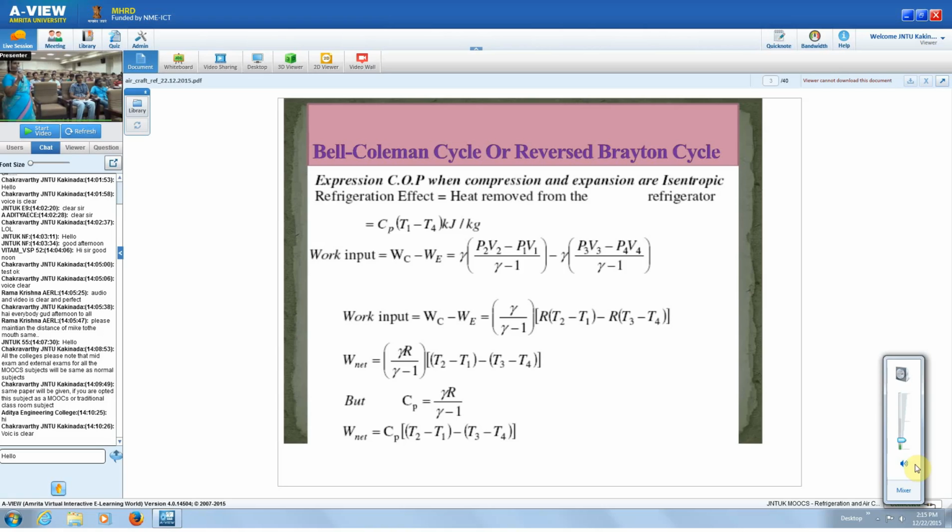We can write the work input in terms of gamma, R and only the temperatures instead of the pressures and volumes. We can write this as gamma by (gamma minus 1) into R into (T2 minus T1) minus R into (T3 minus T4). Because Cp is gamma R by (gamma minus 1), we can write the total network required as Cp into the difference between only the temperatures, (T2 minus T1) minus (T3 minus T4).